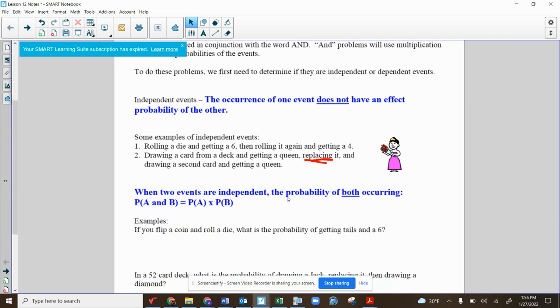So when two events are independent, the probability of both of those occurring is found by taking those two probabilities and multiplying them together. In the previous section, when we did "or," it was addition, and "and" is going to be multiplication.